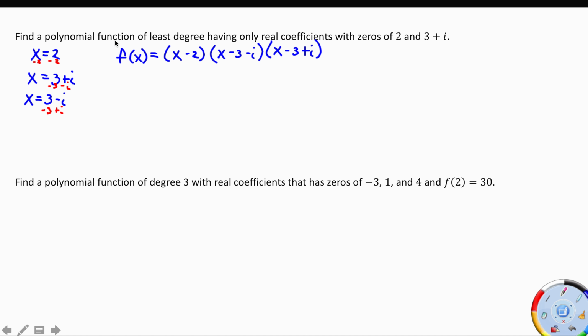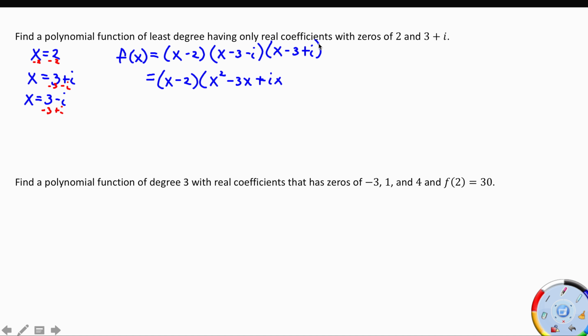Here is a polynomial that has these zeros. And I can tell it has these zeros because it's factored right here. I need to multiply it out, though, and see what this function is. I'm going to multiply those complex ones out first. So I'll wind up with x squared minus 3x plus ix.